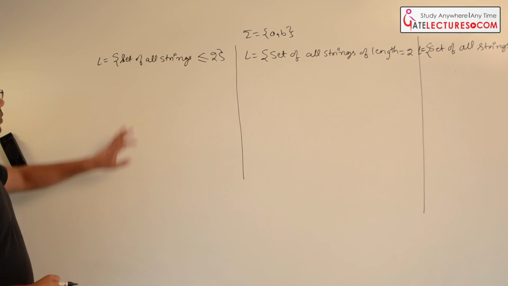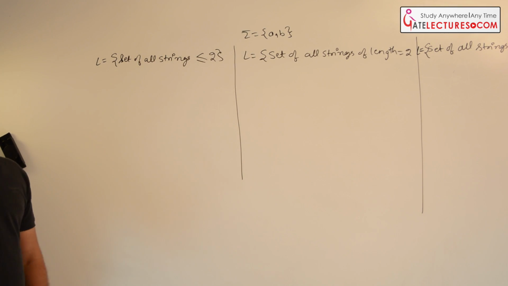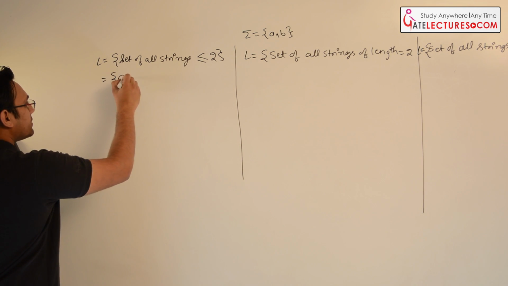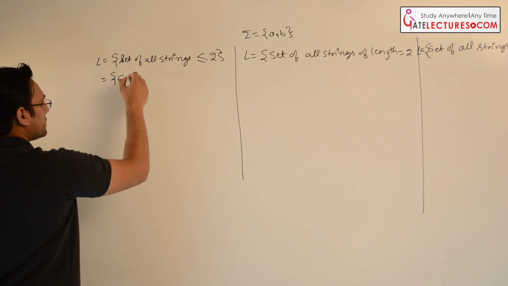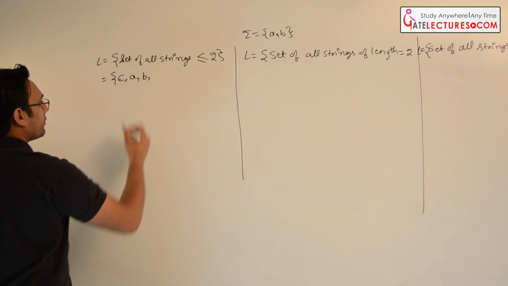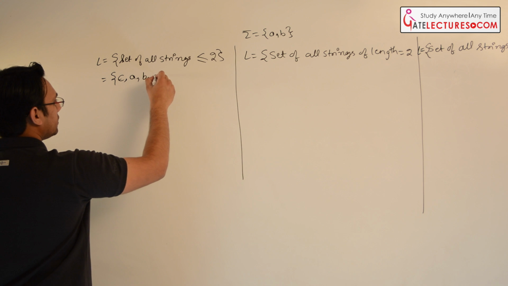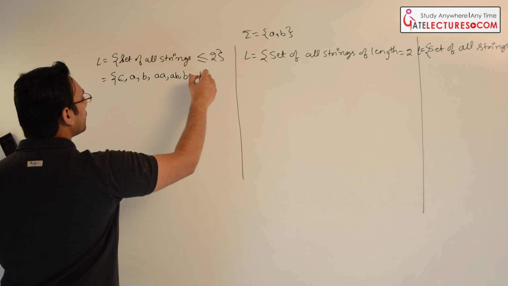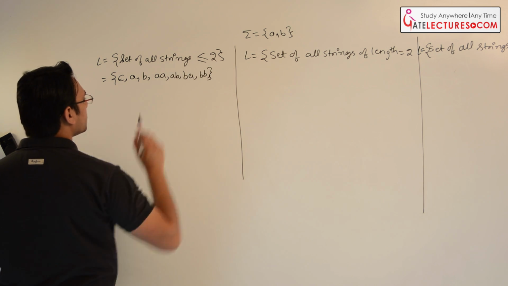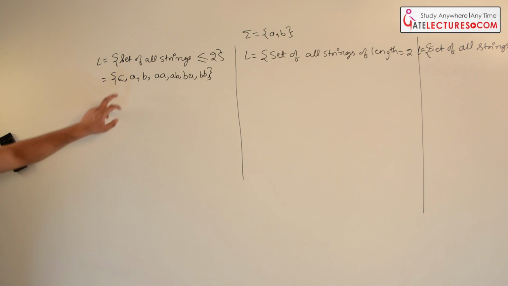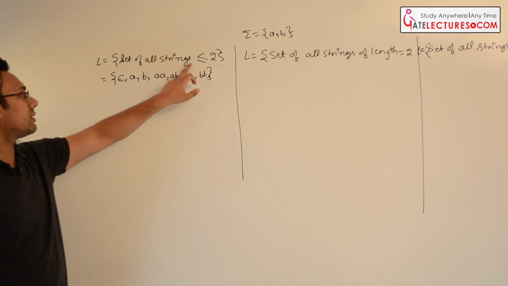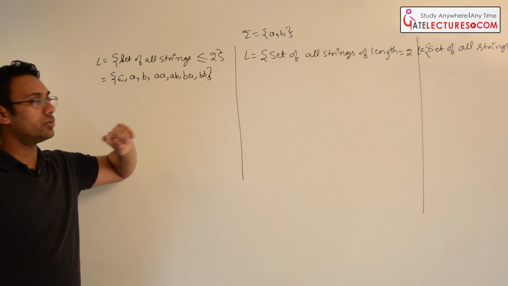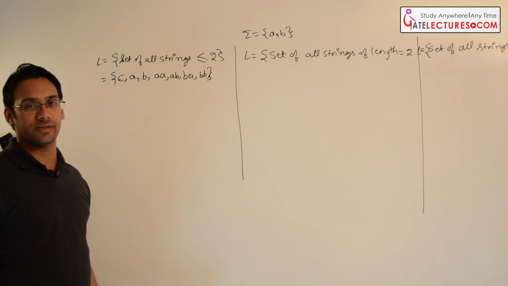Okay. Now what is the first language? The set of all strings of length less than or equal to 2. So what are the strings which will be present in this language? Strings will be epsilon, we can have single A, single B, AA, AB, BA, BB, only these. We can see why: this is length 0, and length 0 is less than or equal to 2, this is length 1, and length 1 is less than or equal to 2, this is length 2, and length 2 is less than or equal to 2.